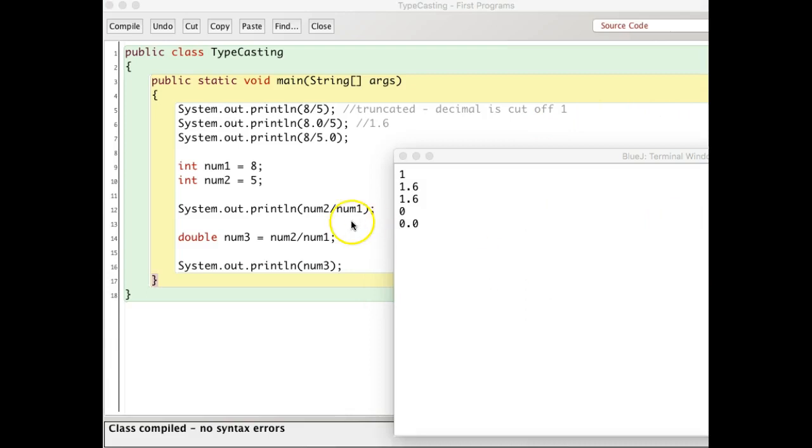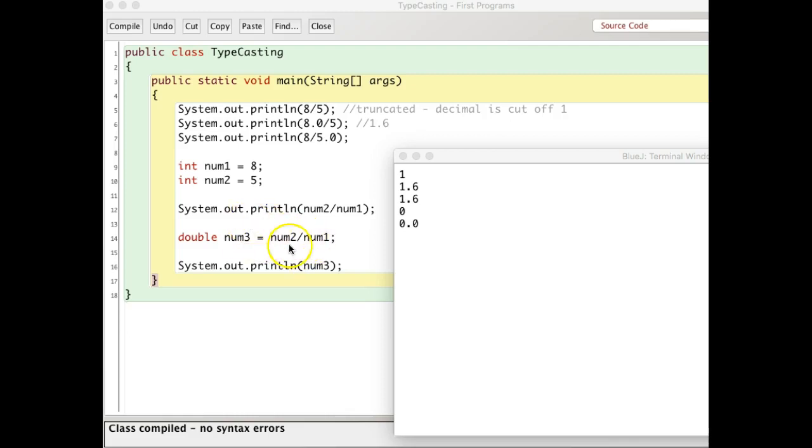What's actually happening is these two are doing the division, and since they're both integers to start, it can't change that into a double. So these two are integers, and then this num3, all it does is basically just put a 0.0 on the end there. So what we have to do is figure out a way, which of course we know already, to fix that problem.